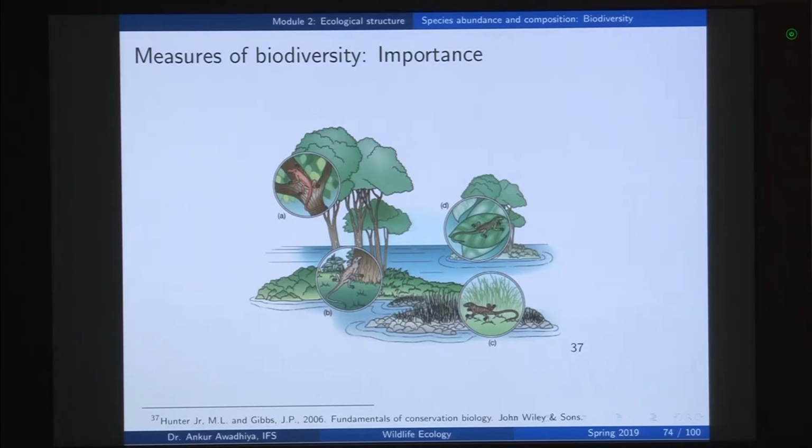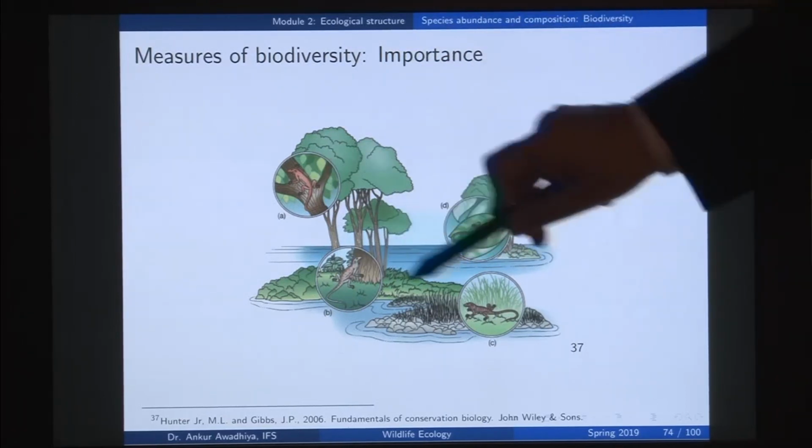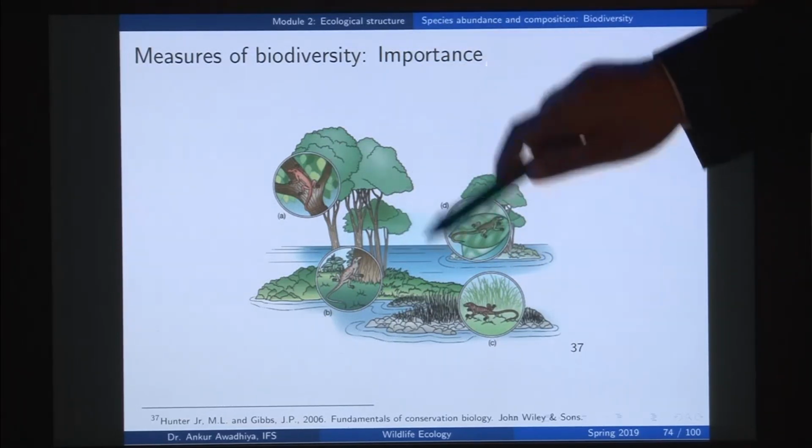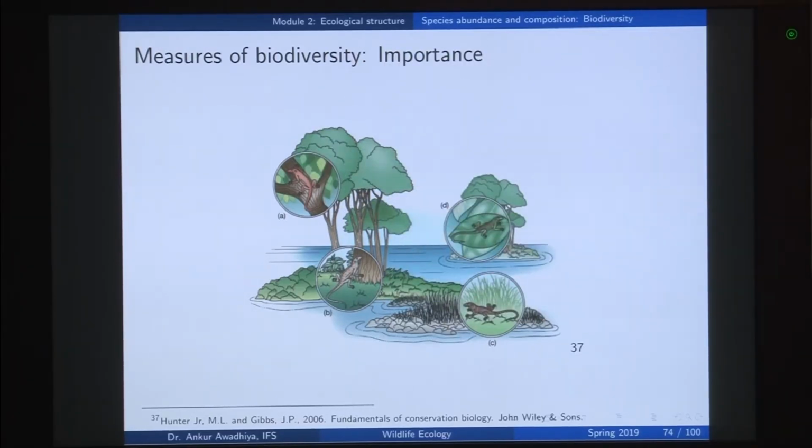But if you look at the beta biodiversity, currently between these two ecosystems we have three species, two here and one here. But when we replace this swamp with this forest land, we will only be left with two species.